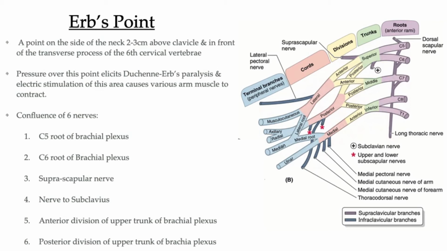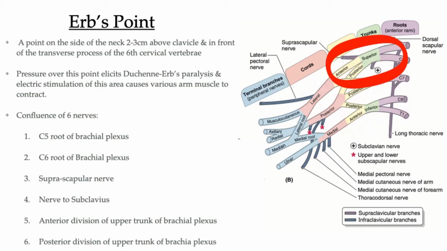Now, in the illustration on the right side, you can see this is the site which is called as Erb's point. Erb's point is located on the side of the neck 2 to 3 centimeters above the clavicle and in front of the transverse process of sixth cervical vertebrae. Any pressure over this point may elicit the condition called as Duchenne-Erb's paralysis, or even electrical stimulation of this area may cause the muscles of the arm to contract.